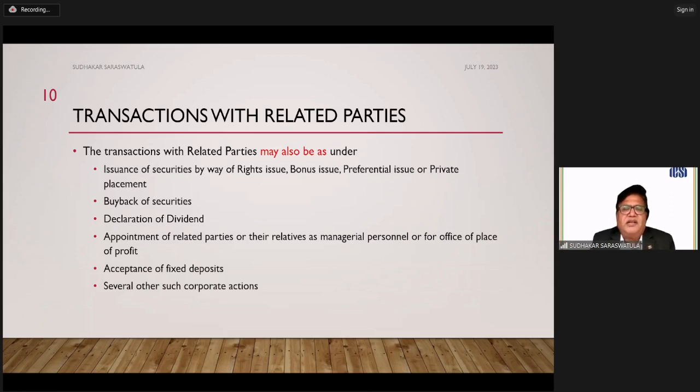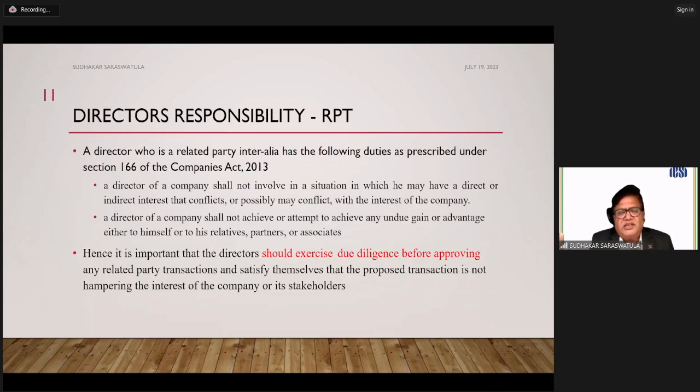Say, for example, there is a rights issue or a bonus issue. For the rights issue, bonus issue, private placement and all these things, 188 may not get triggered, same as the case with the declaration of dividend. Earlier this was a call taken by the industry, but now SEBI in the listing regulations has very well covered this: all these transactions are exempted transactions. No specific approvals are required for this, apart from the respective section compliances.